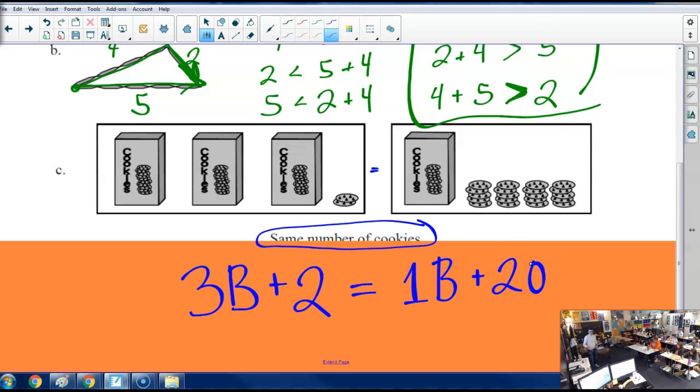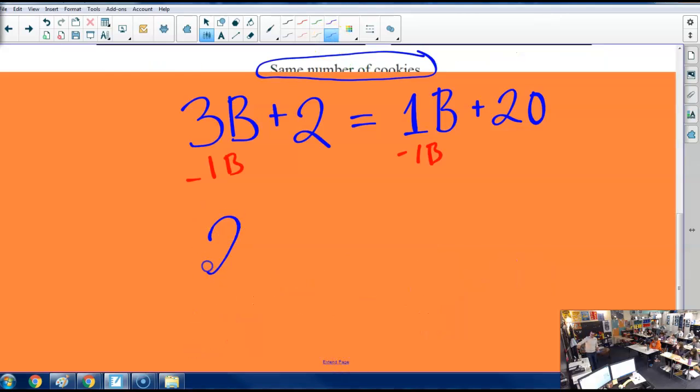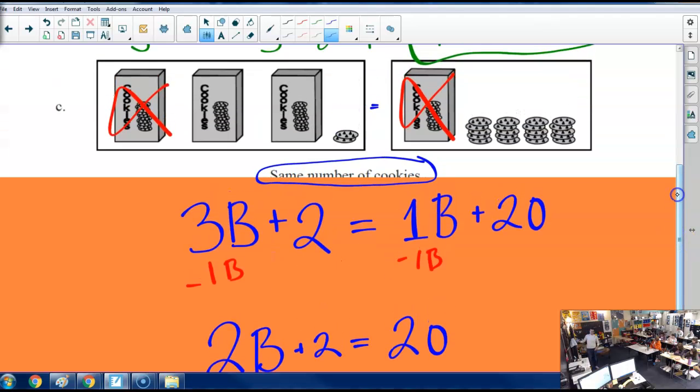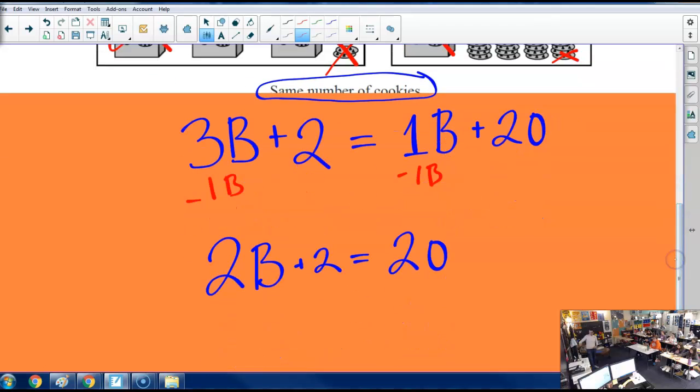Now, some situations we cannot really solve, and other ones we can try. Could I, to make this situation a little bit simpler, delete a box from each side? Yeah. So let's get rid of a box from each side. So I now have 2 boxes over here, and 2 extra cookies, and 20 cookies. Could I, to make my situation simpler, remove 2 cookies from that side? Only if I remove 2 cookies from over here. So we remove 2, we remove 2.